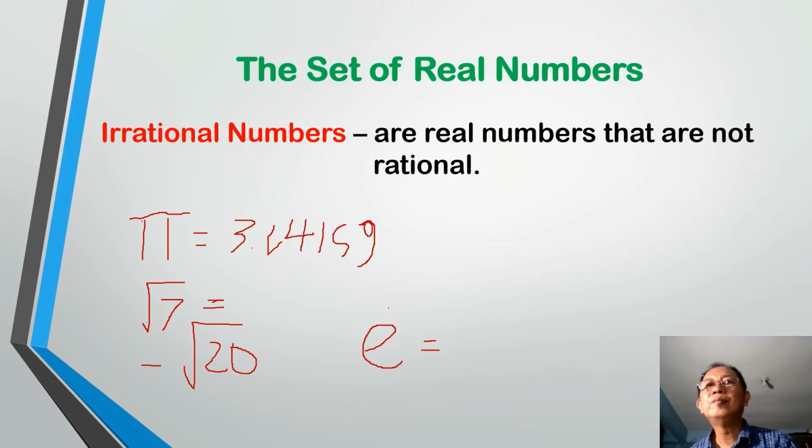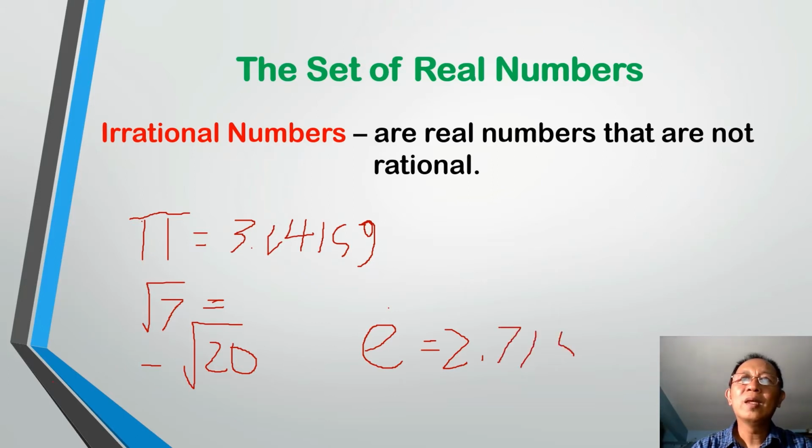2.71, 2.718. Marami pang digits na sumunod na non-repeating, no? So e, pi, and all non-perfect squares are irrational numbers.